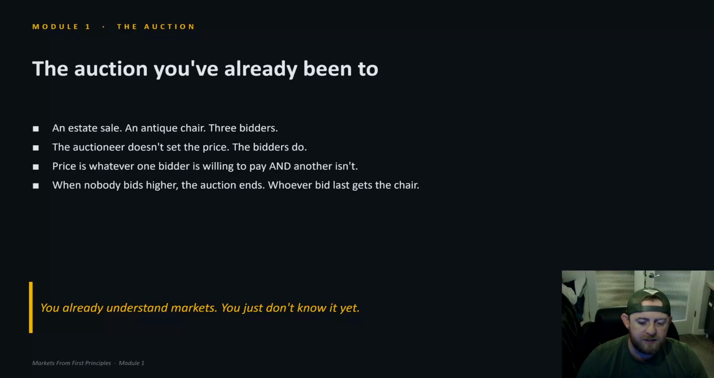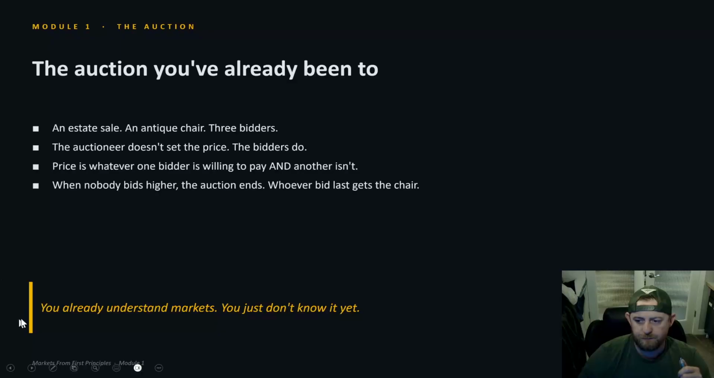So price is going to be whatever somebody decides to pay and the others don't. That's how you get your chair. That's how the auction works. If nobody bids higher than you, auction's over, you get that chair. You're stuck paying the price that you agreed to that nobody else is agreeing to. But that's you clicking buy right now. That's you clicking that button and crossing the spread to get the thing that nobody else is willing to click buy and pay more for.